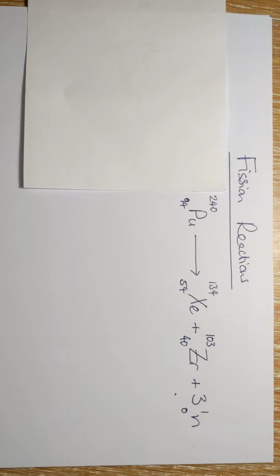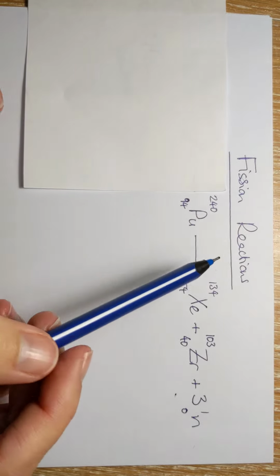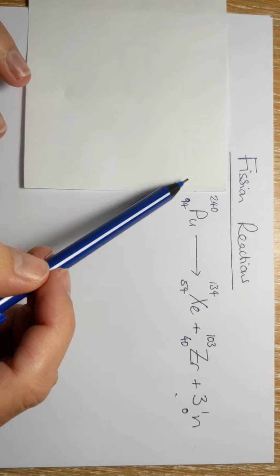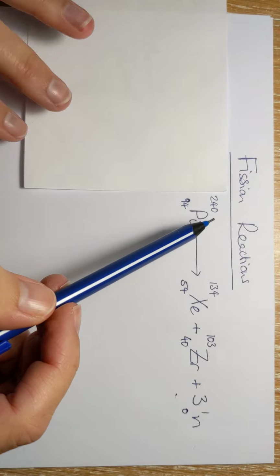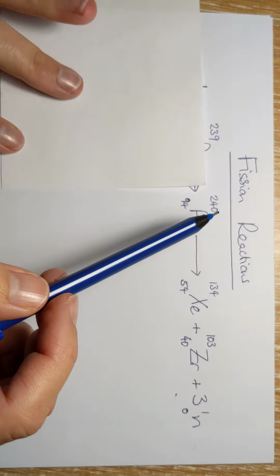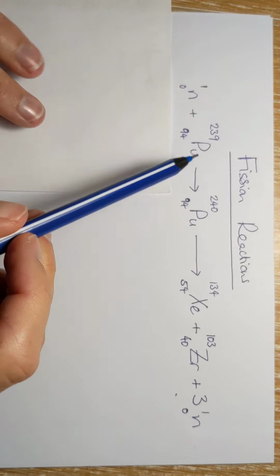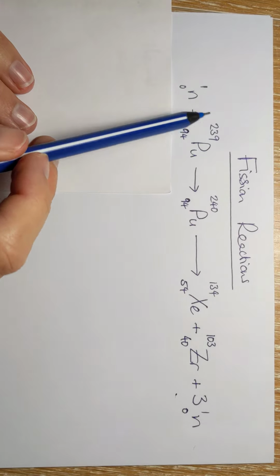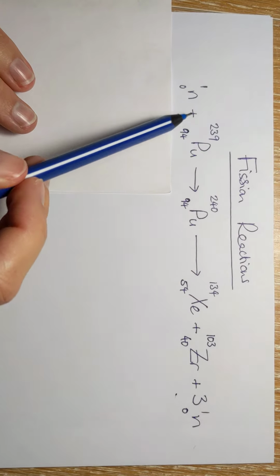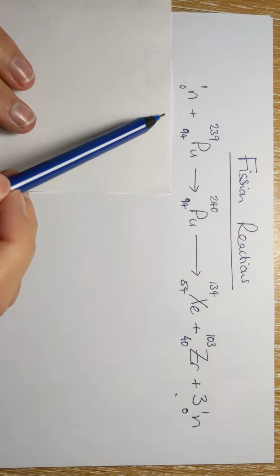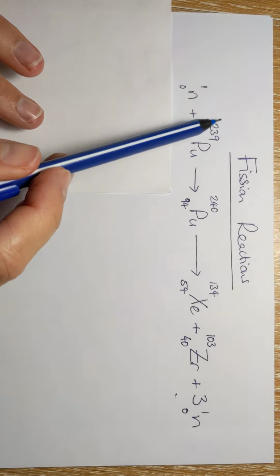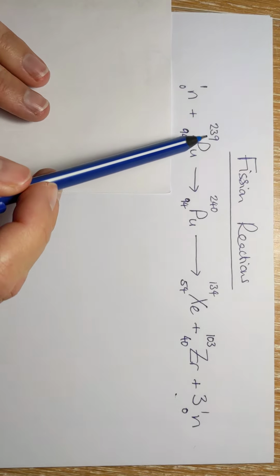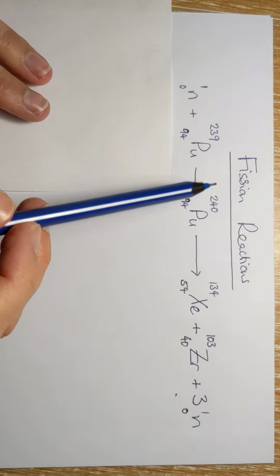Okay, before we do a practice question, we're just going to note that you can't dig up plutonium-240. You have to make it, and we make it from plutonium-239, which you also can't dig up. This one is a byproduct of nuclear reactors. That's where you get that one from. But anyway, however you get it, there it is, and we obviously need to make it take in a neutron.